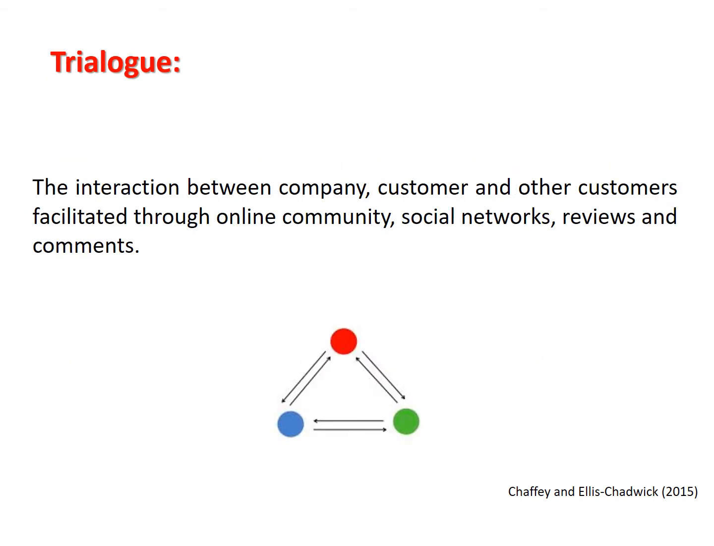So here we see the trialogue, the interaction between the company, customer, and other customers facilitated through online community, social networks, reviews, and comments. So, people may have bought your product and then placed a site review and product review in terms of what they thought about your company or your products. This can affect other people. Social networks, people write about what they feel that they've experienced from your company.